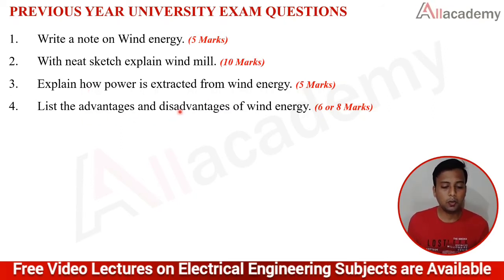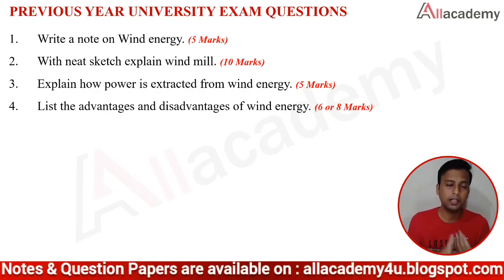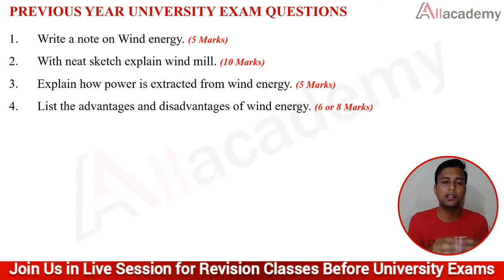Next one is, list the advantages and disadvantages of wind energy. This question may be asked for 6 marks or 8 marks. If 6 marks is asked, a minimum of 4 points has to be written in both advantages as well as disadvantages. If it is asked for 8 marks, write a minimum of 6 points in advantages and 6 points in disadvantages.